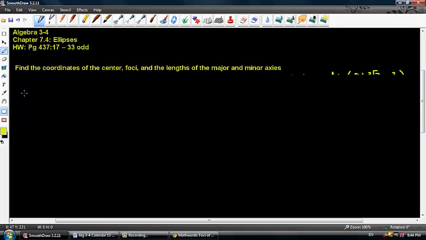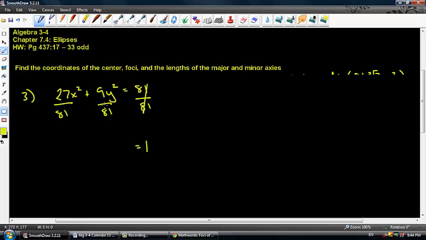Alright, so let's go ahead and do number 3 here. Number 3, there's going to be an extra layer of stuff to do before you get to where you need to be. Remember, all ellipses must equal 1. So the first thing I'm going to do is divide everything by 81 because the ellipse has to equal 1.